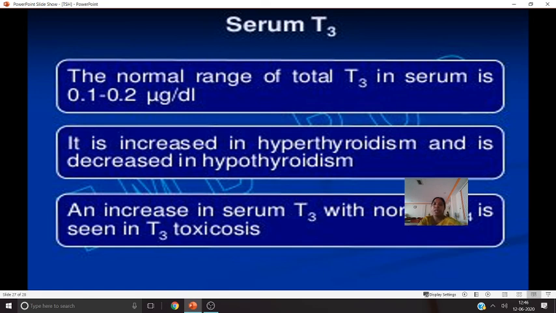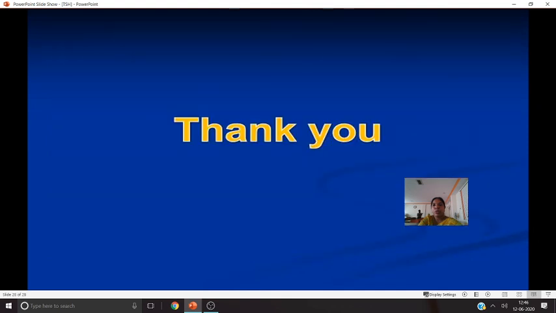T3 will be increased in hyper and decreased in hypo. Same with T4 also. Then thyroid stimulating hormone. These three you have to keep in mind, and the normal ranges. Don't worry about how this test will be done. They will take the blood, only the serum, for this.